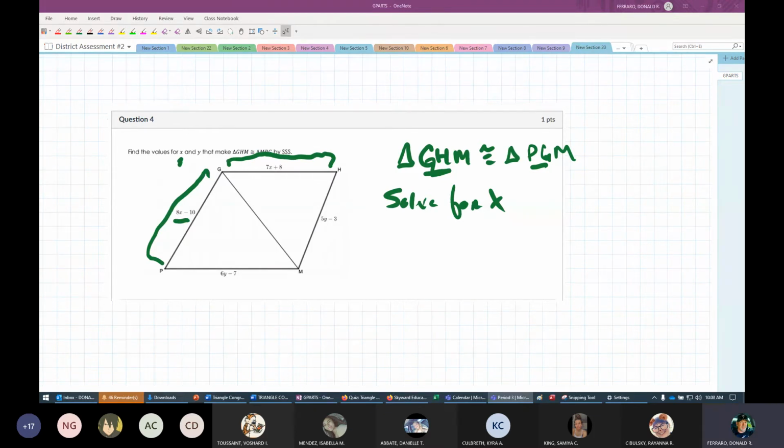Once you figure out the value of X, you can either just type it into the chat or you can upload your work.